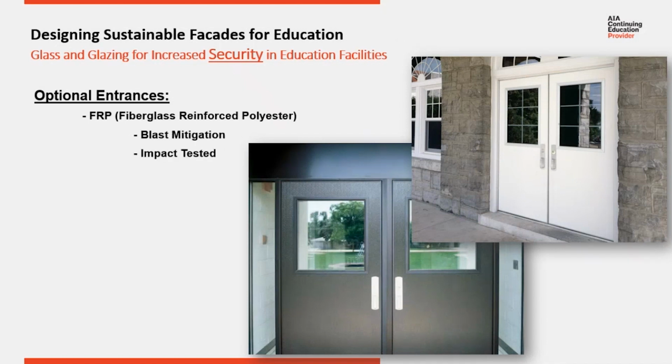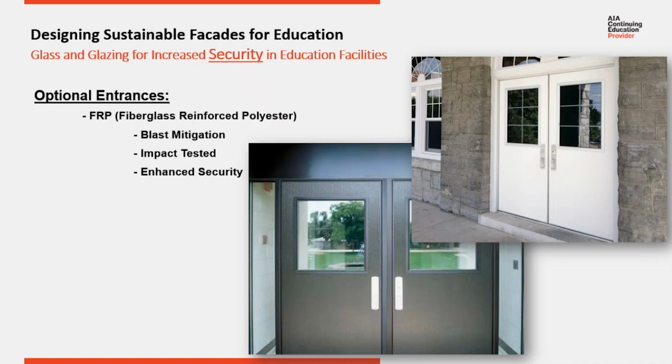Typical commercial entries aren't the only options available for schools. Another very popular school entrance is the FRP, or fiberglass reinforced polyester entrance. This is an entrance that starts as an extruded rail and stile, which has raceways in the extrusions to receive a fiberglass panel on the interior and exterior.